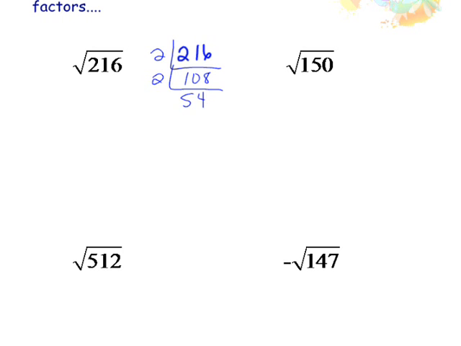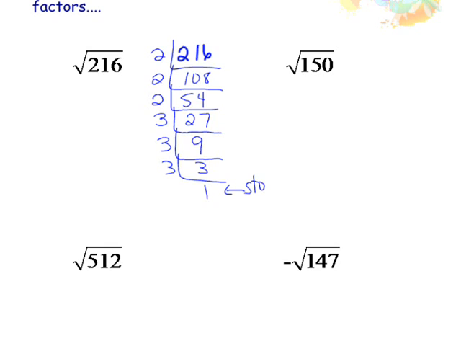So 2 goes into 108 54 times. This is kind of like an upside down division problem. Then 2 goes into 54 27 times. Since 2 no longer goes into that, we're going to start with the next smallest prime, which is 3. 3 goes into 27 9 times. 3 goes into 9 3 times. And 3 goes into 3 once. And we do this until we get a 1 at the bottom. That's when we stop. But you keep going until that number is a 1.